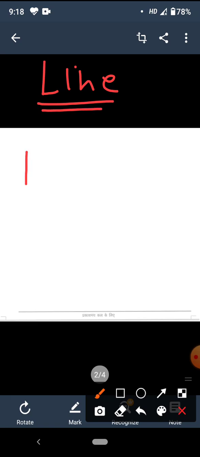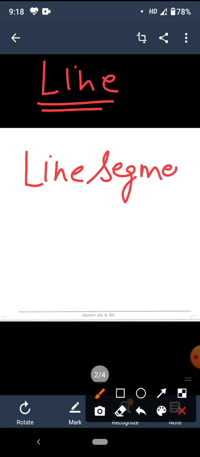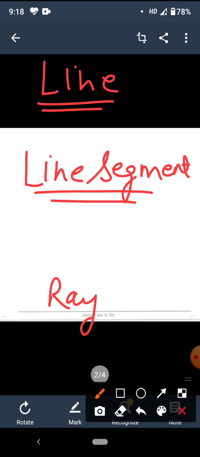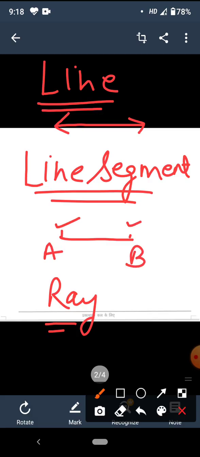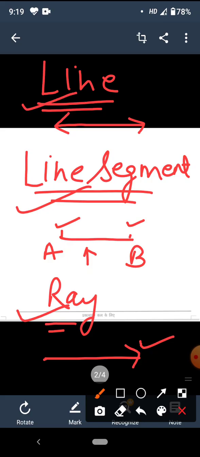In your earlier classes you have studied about line segment and ray. So what is a line? A line is something which does not have a finite length, but a line segment has two endpoints and has a finite length. And what is a ray? A ray has one endpoint and, on the other hand, one arrow. So a ray also doesn't have a finite length. A part of a line with one endpoint is called a ray, and a line segment is a part of a line with two endpoints. So line segment and ray are parts of a line. A line does not have a finite length. A line can be extended anywhere on any side.